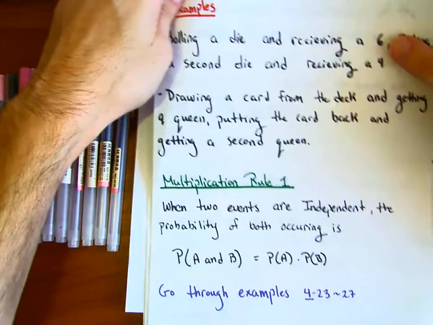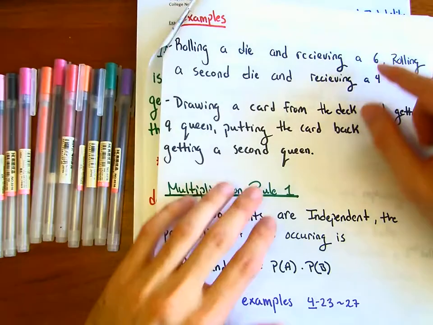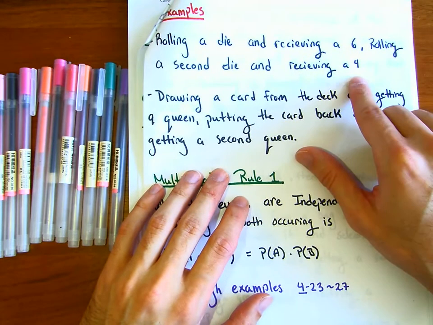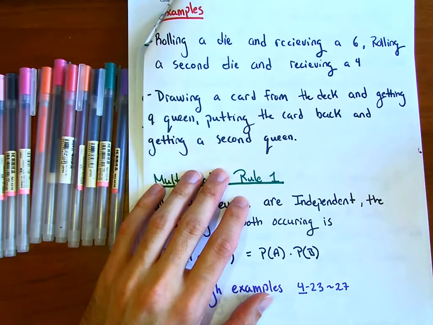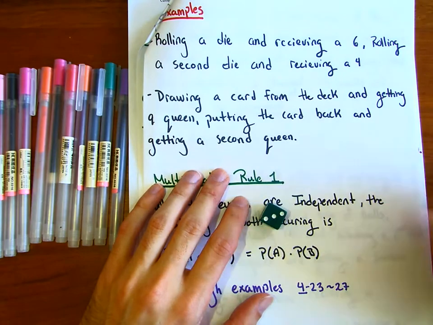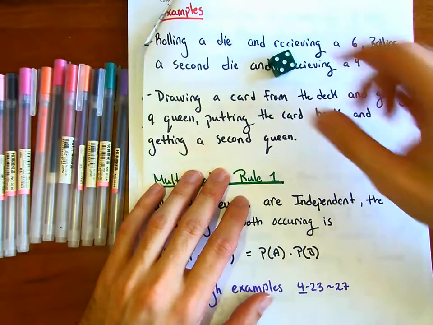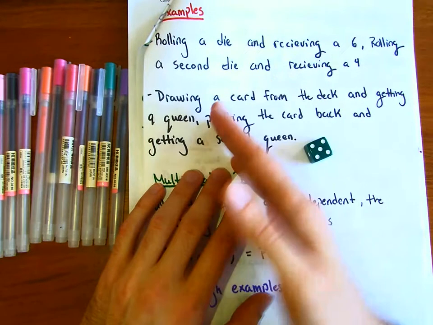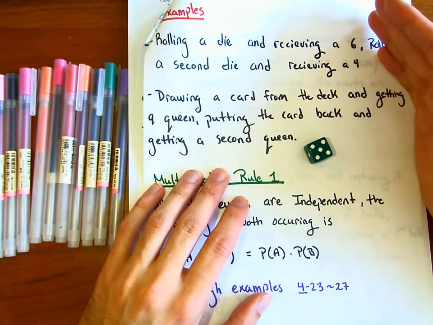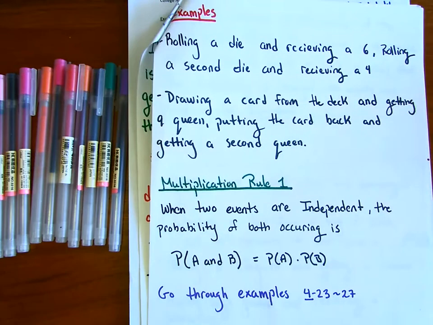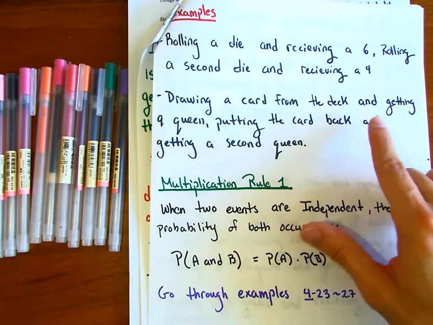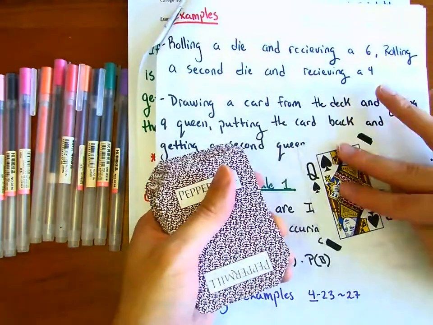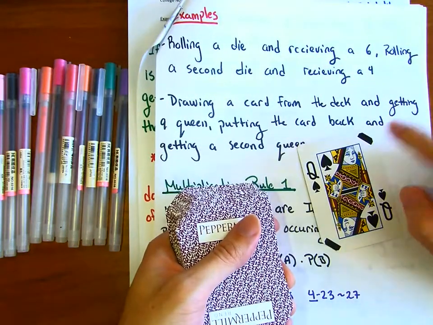All right, let's look at some examples. Rolling a die and receiving a 6, rolling a second die and receiving a 4. Notice that every time you roll a die, the rolling of one die does not affect the roll of the other die. Let's take a look at another example. Drawing a card from the deck and getting a queen. What's the probability of getting a queen if I just pick a card? It's 1 out of 52.